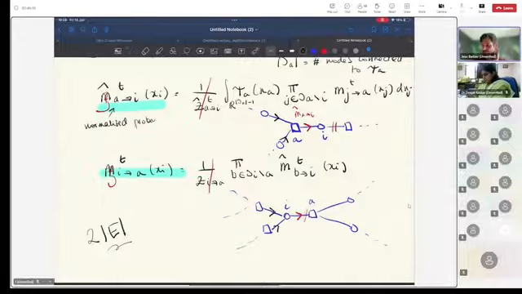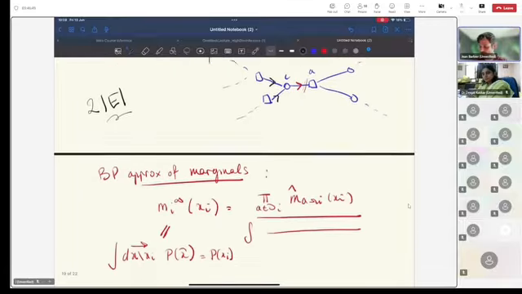Okay. Perfect. In the notes there are references for belief propagation and all that. You can take a look.